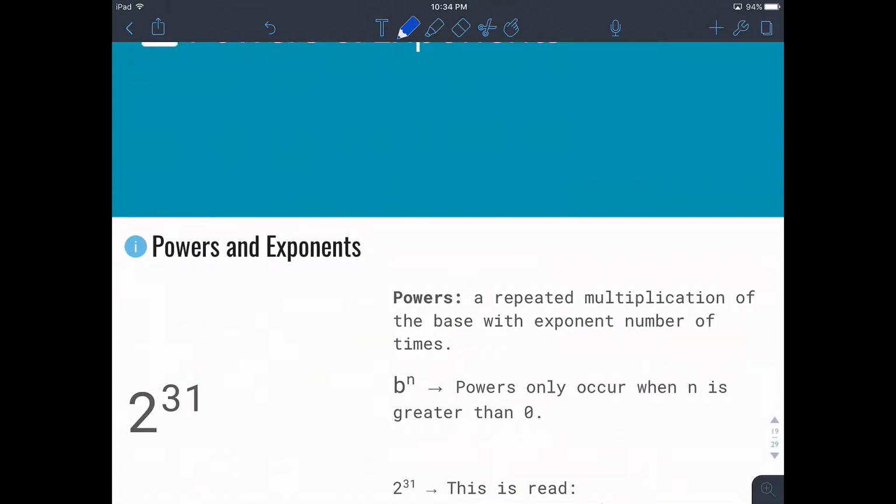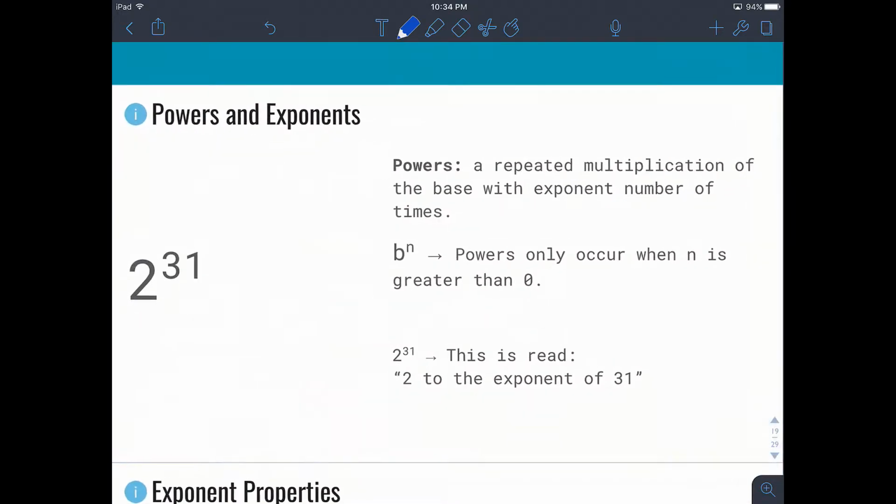Let's move on to powers and exponents. What is a power? A power is a repeated multiplication of the base, exponent number of times. B to the exponent of n: powers only occur when n is greater than 0.